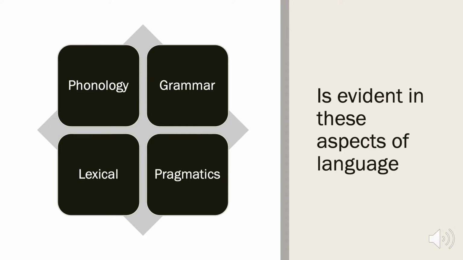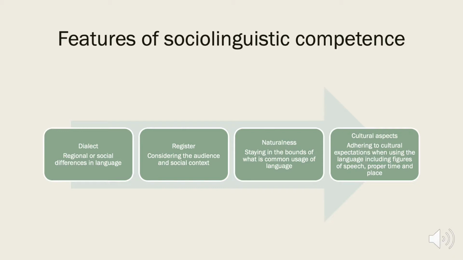Sociolinguistic competence is evident in many aspects of language like phonology, grammar, lexicon, and pragmatics. Features of sociolinguistic competence. The first one is dialect. Dialect is regional or social differences in the language. The second one is register. Register is considering the audience and social context of that audience.